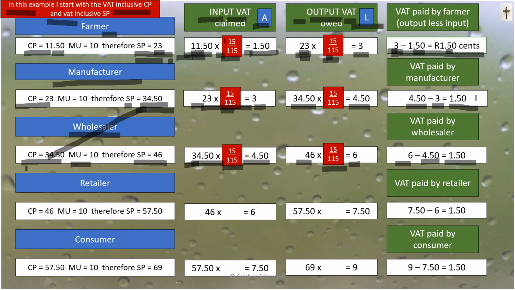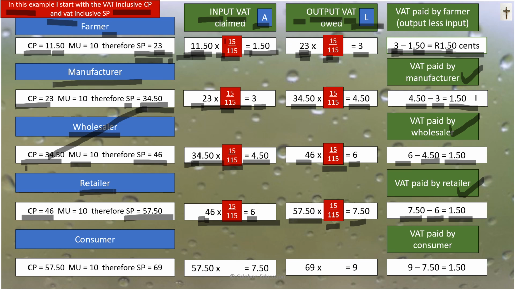Now we have the retailer, and the cost price is 46 including VAT. The selling price is 57.50 including VAT. To calculate the input VAT, we take the cost price including VAT of 46 multiplied by the VAT fraction is equal to 6. Then we take the selling price including VAT multiplied by the VAT fraction is 7.50, and output VAT minus input VAT is 1.50. VAT paid by the retailer, VAT paid by the wholesaler, VAT paid by the manufacturer.